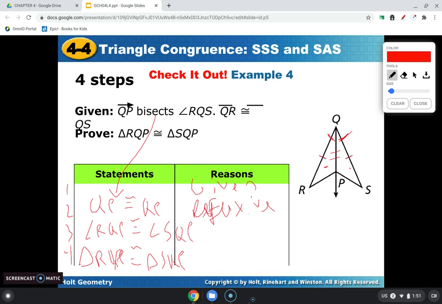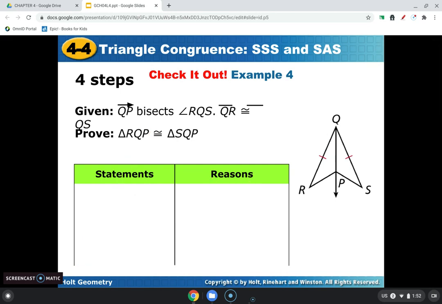And how do we know that? We know that because of bisector. You could just say definition of bisector. Put something about bisector. Cuts it in half, makes them the same. And there we go. Side, angle, side, angle is included. So our two triangles are congruent by side, angle, side. Okay, so two 4-step proofs.